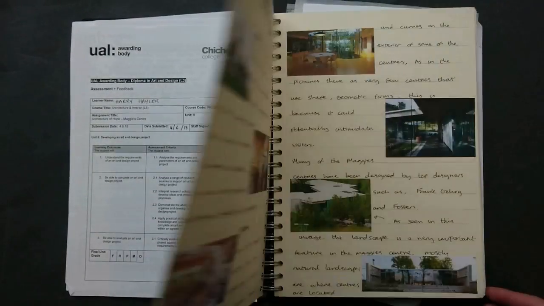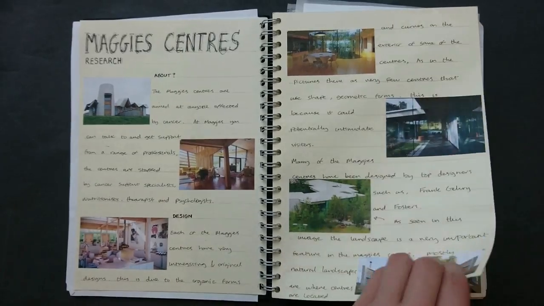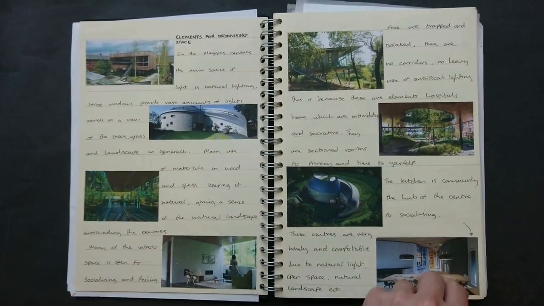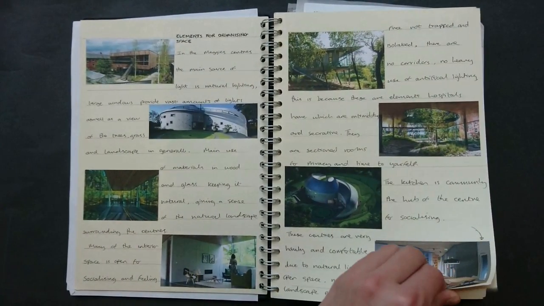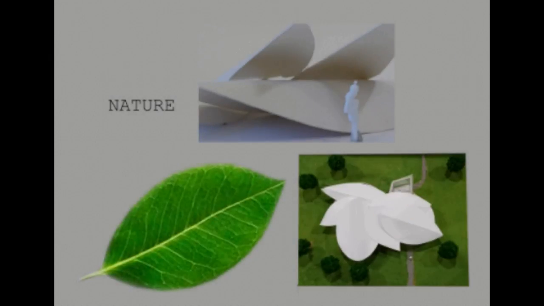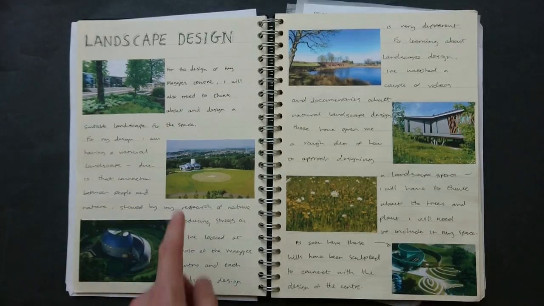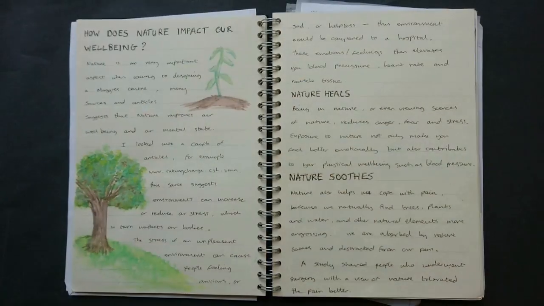So for this project, Architecture of Hope, we had to design a Maggie Center. So for the research, I looked into all the different Maggie centers, the elements for organizing space, the materials, the forms they use, and the landscape around them. And for this project, I was heavily inspired by nature. The forms of leaves and petals inspired me to make my models and sketches. I looked into landscape design and the psychological effect that nature has on our well-being.